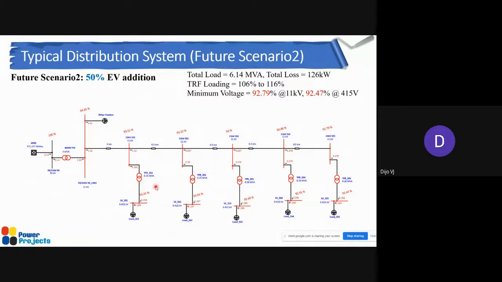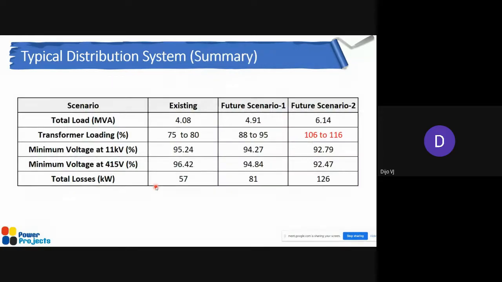So what is the option now? Let's discuss the options also. Let's try to compare, as we have already seen: in the existing scenario everything is perfect, and the future scenario is also okay.